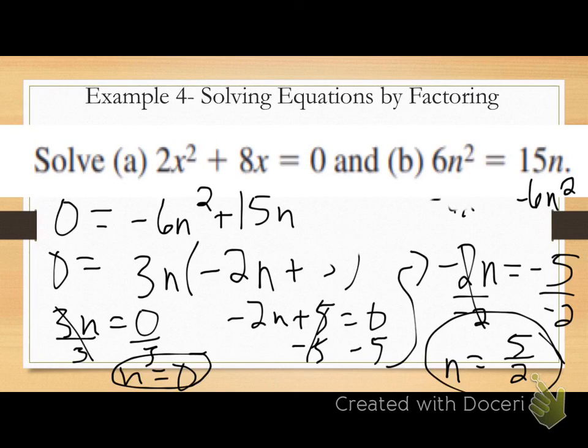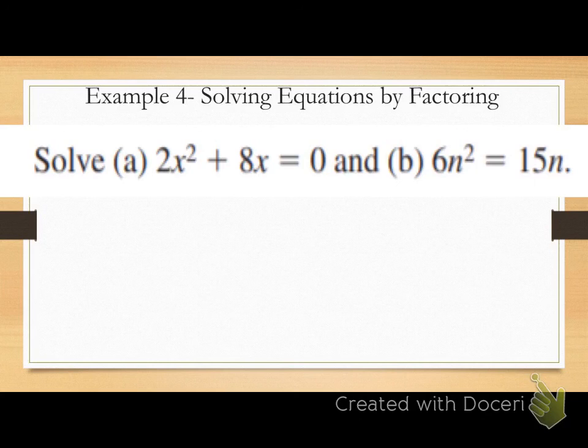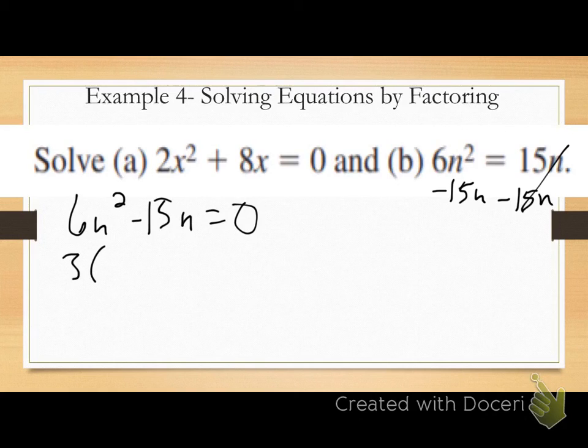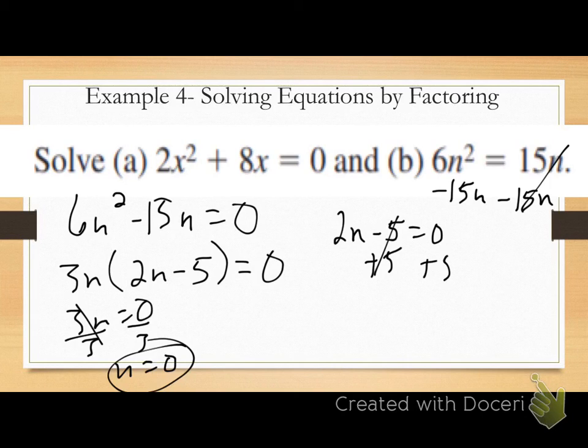So you guys decided to subtract 6n squared from both sides. I would have subtracted 15n from both sides, but you get the same answer. I would have gotten 6n squared minus 15n equals 0. Factor out 3n. That'd be 2n minus 5. Set those equal to 0. Both my answers are the same. You could have done it either way. Any questions?